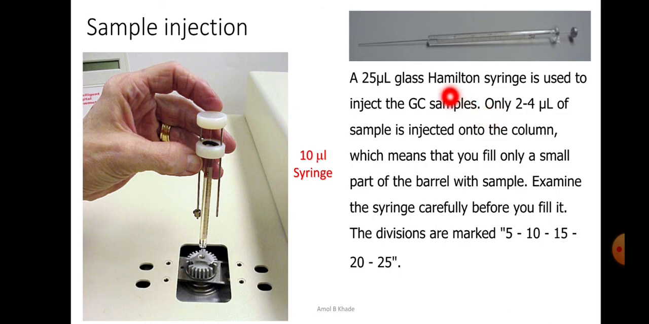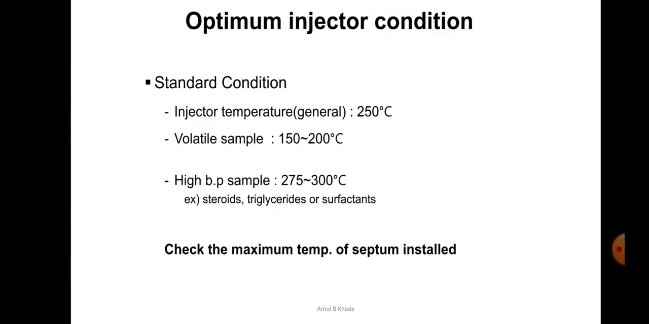There are various volumes of syringes available, but usually it is 25 microliters. You can have a 10 microliter syringe also, and these have calibrations like 5, 10, 15, 20 and 25 microliters, and this is how we can incorporate our sample. This is the sample injection system, or injection port system, which has a rubber septum. Through this rubber septum we put our needle and force the plunger to push our liquid sample, which goes inside here, and then it will evaporate.